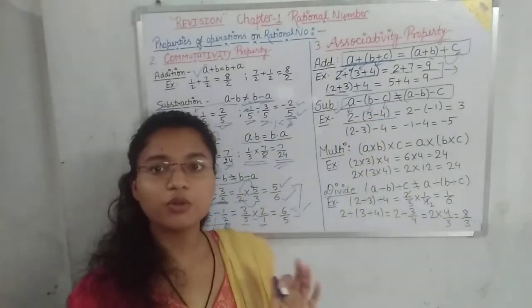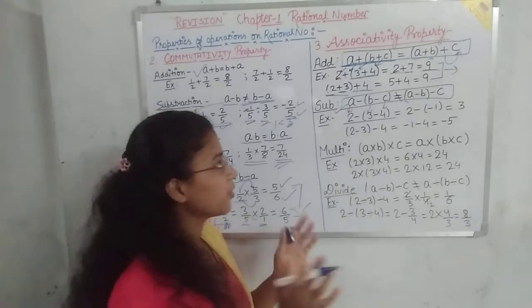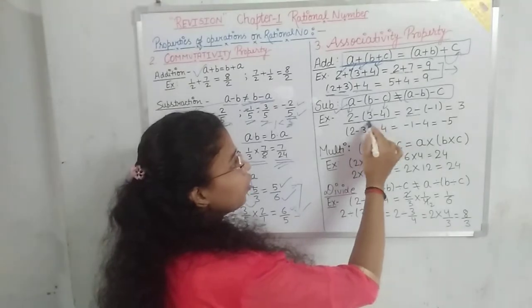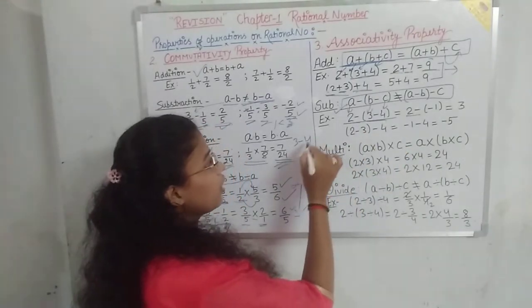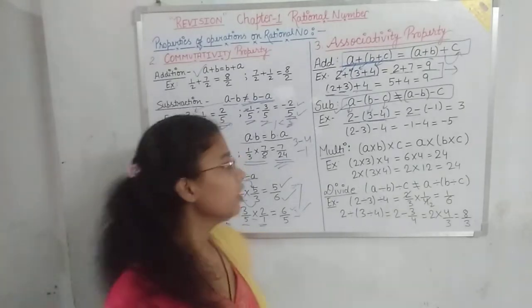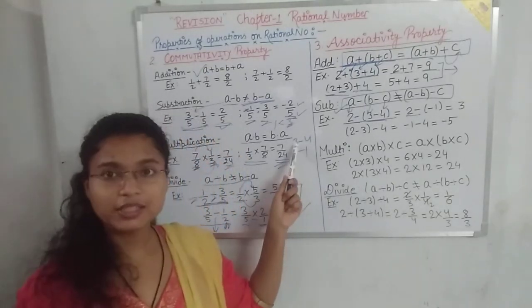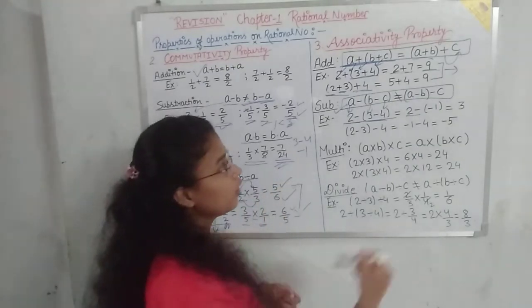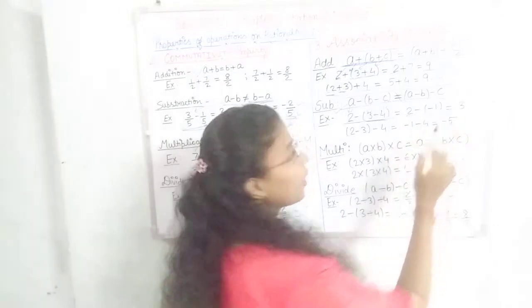According to BODMAS rule, first of all solve the bracket. So 2 minus will be as it is. 3 minus 4 will give you minus 1. Why? Because 3 is less than 4 and the sign of 4 is minus. That's why after the subtraction you will get minus 1. So in the place of this bracket you write minus 1.